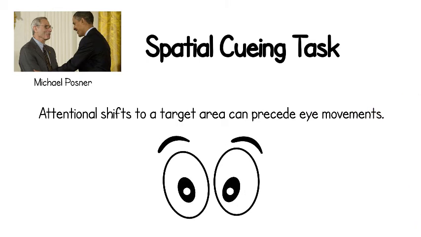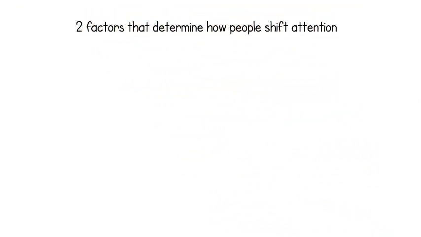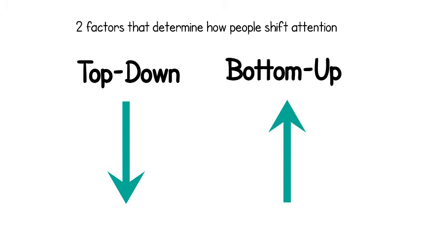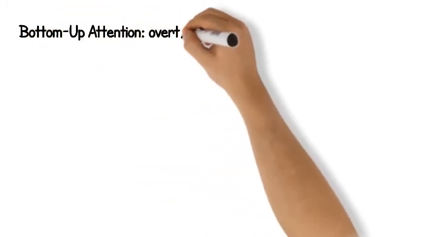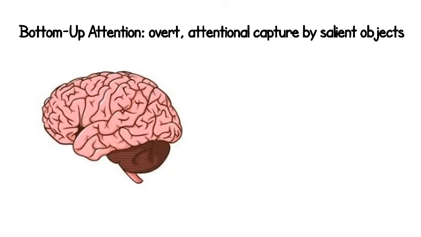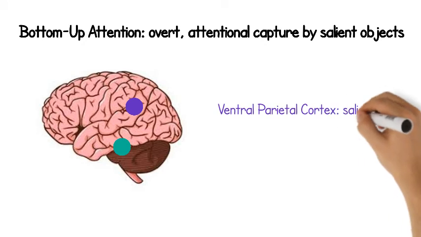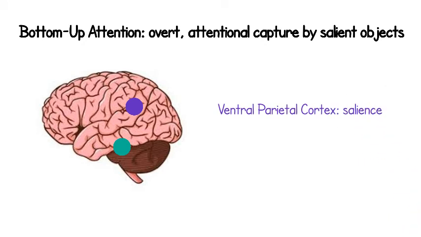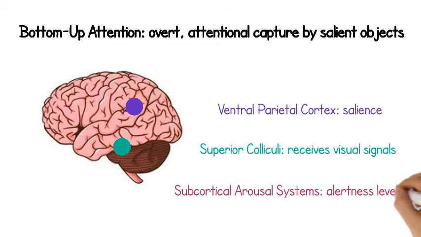But how does this happen? What brain regions are playing a part in this process? Well, there are two factors that determine how people shift their attention: top-down and bottom-up attention. Bottom-up attention is based primarily on physical characteristics and is indicated by attentional capture. In bottom-up attention, the ventral parietal cortex coordinates with the superior colliculi and subcortical arousal systems. The ventral parietal cortex is activated when presented with salient stimuli. The superior colliculi receives visual signals from the retina and helps with the orientation of the eyes. The subcortical arousal systems are different interacting brain structures that coordinate arousal and alertness levels.